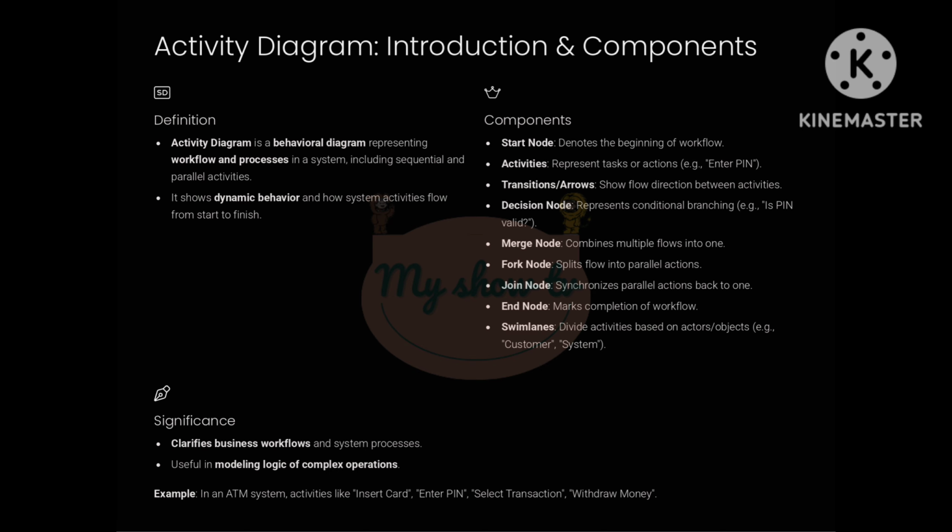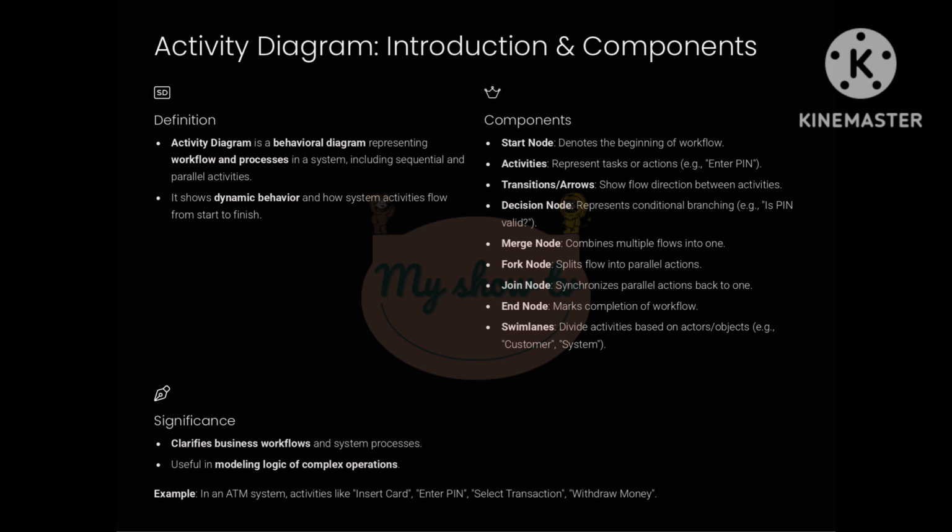Moving on to activity diagrams, which are also part of UML but focus on showing the workflow or process flow within a system. Unlike use case diagrams that focus on what the system does, activity diagrams show how it is done. Key components include start node, shown as a filled circle, marks where the process begins. Activities are tasks or actions performed, like enter PIN, in an ATM process. Transitions or arrows show the flow from one activity to the next.